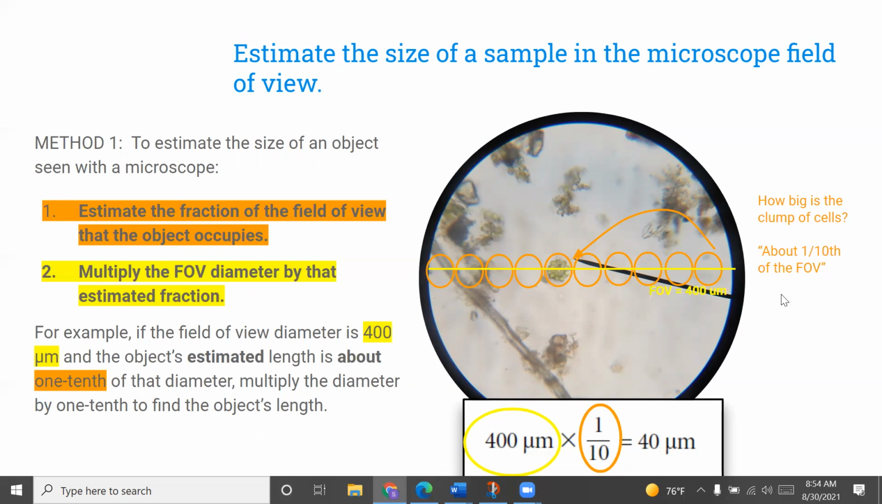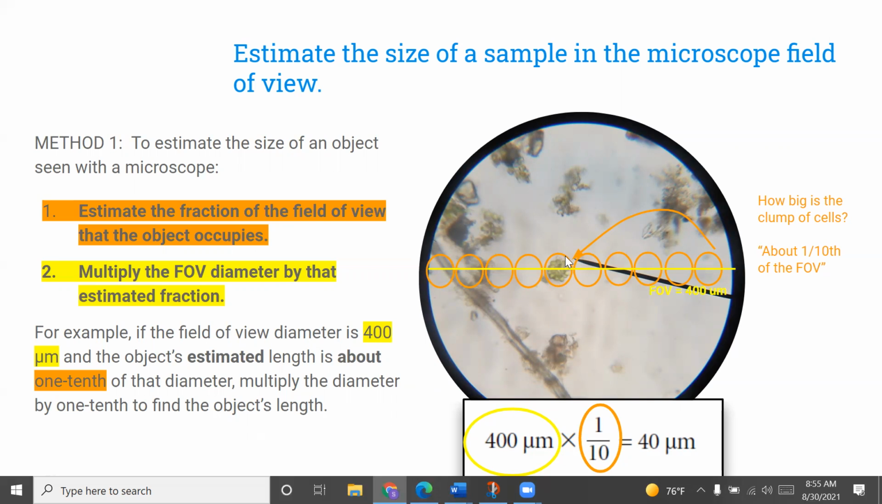Then we multiply the field of view diameter by that fraction. If it's 400 micrometers, we want 1/10 of that, 1/10 of 400. So 400 times 1/10 gives us 40 micrometers. I'm going to let that sink in first. We know our field of view, and we know that our clump of cells takes up about 1/10 of that field of view.